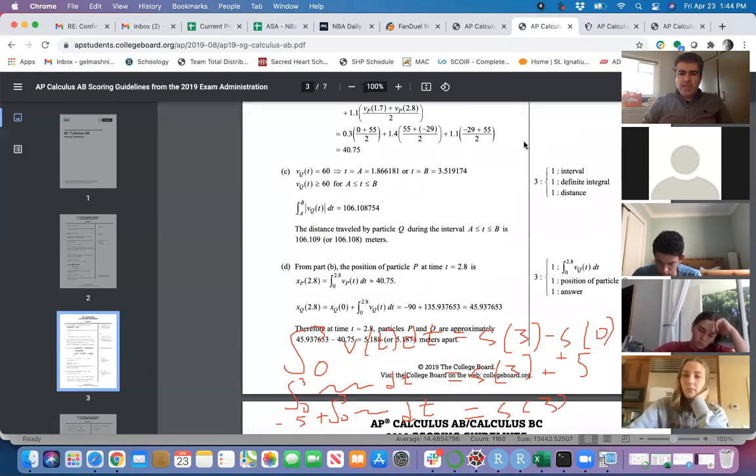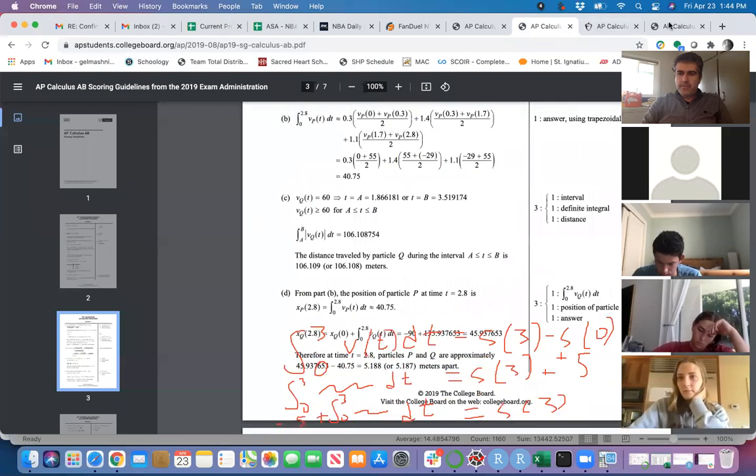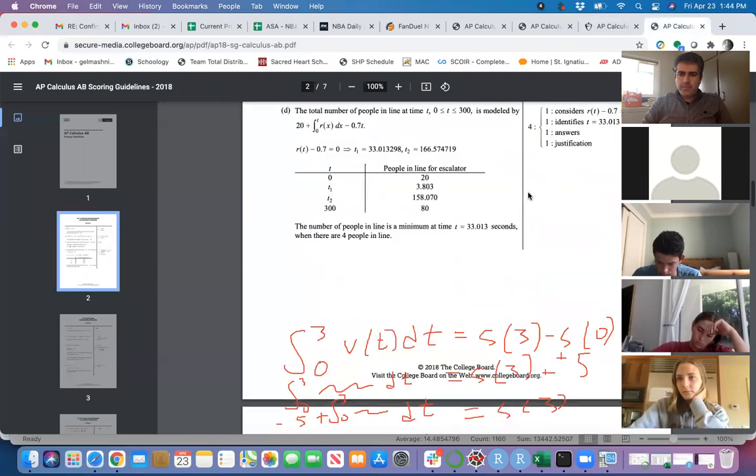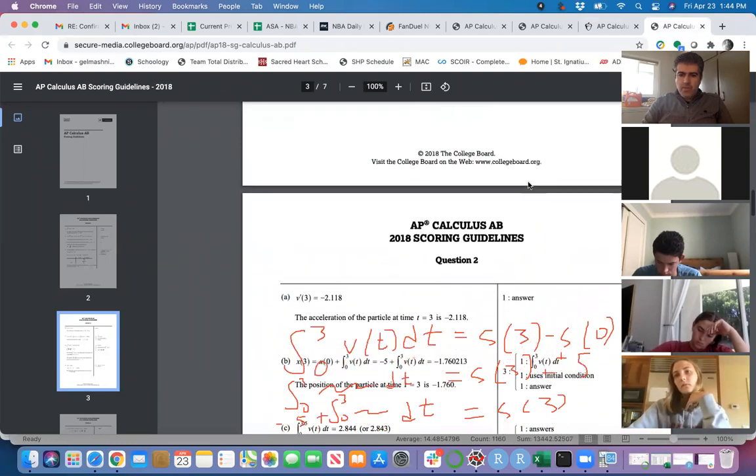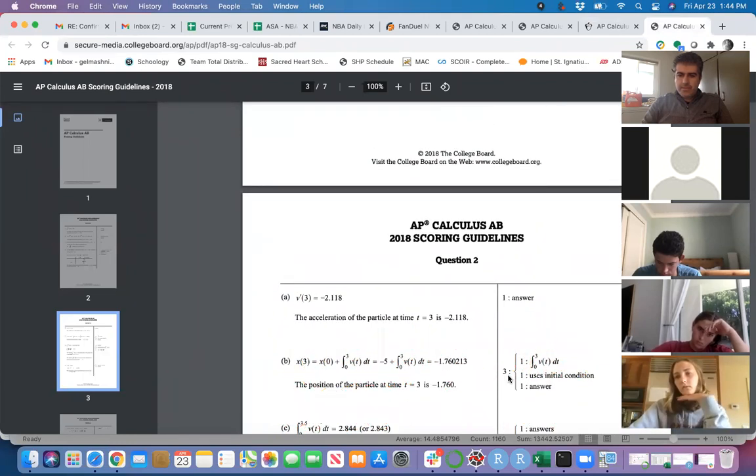And if we look at the answer key, you get a point for writing the integral, a point for using the initial condition of -5, and a point for the actual answer. So that's worth 3 points. Those aren't too bad.